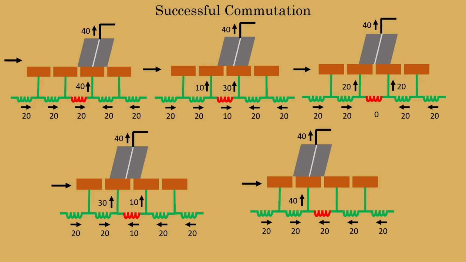As the contact area between the brush and the commutator segment decreases, the resistance to the current flow increases. Current flowing through the segment decreases as the brush contacts less segment area. As seen here, contact resistance has the tendency to force the current in the short circuit coils to reverse.